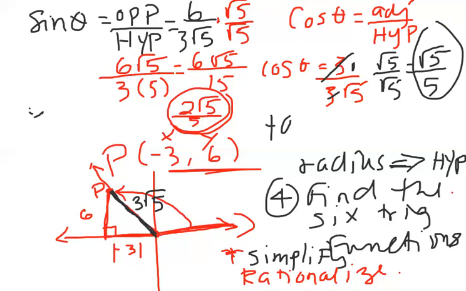So there's the answer for cosine theta. And of course, tangent theta is going to be easy. Why is tangent theta easy? Because it's the opposite over the adjacent side, which is 3. So when you simplify this one, guys, you're going to end up with 2. And there you go, guys. There's your answers. That's it.